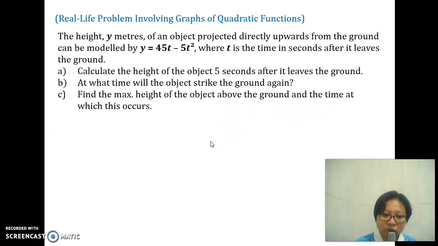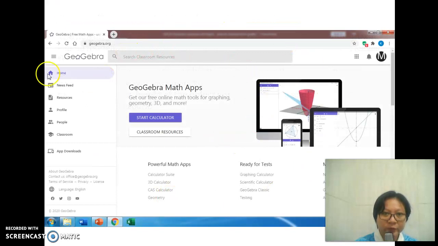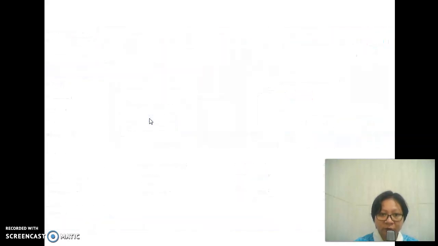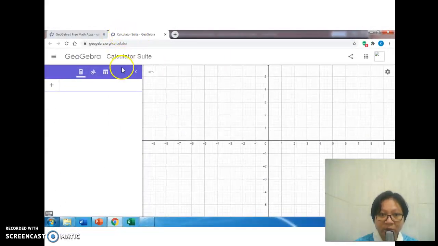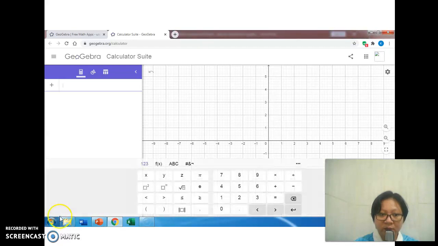Okay, we are going to use a graphing software, GeoGebra here. You need to open your browser and find the website geogebra.org and then click Start Calculator. Here you'll get this appearance, a new tab like this. You can start typing the equation using this keyboard here, the symbols here. You can click, and it will appear like this.